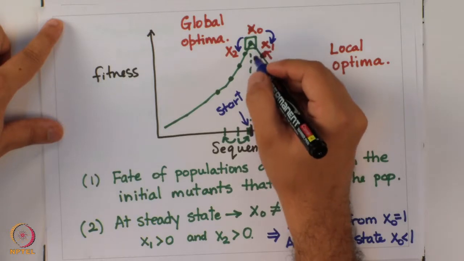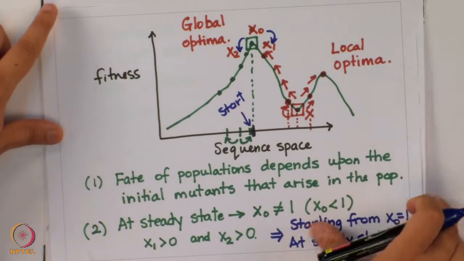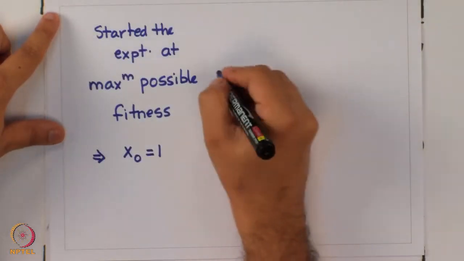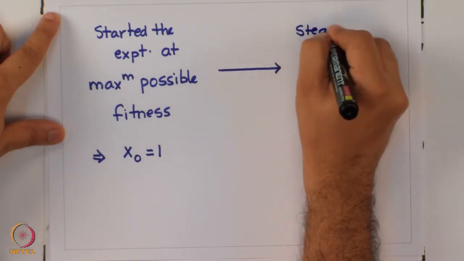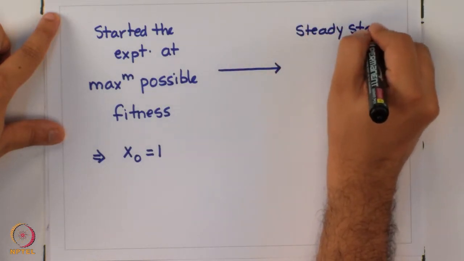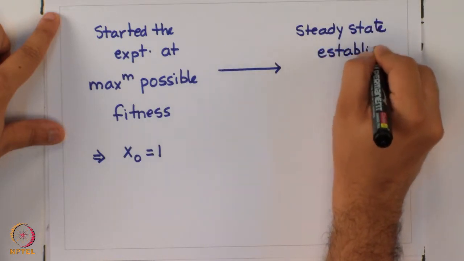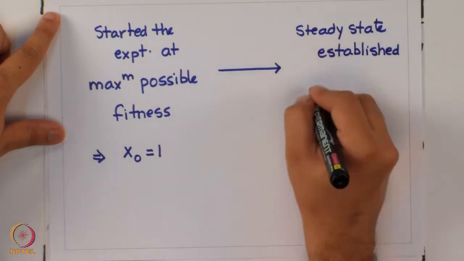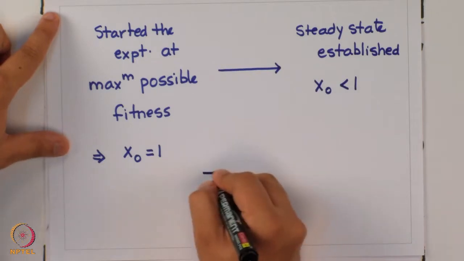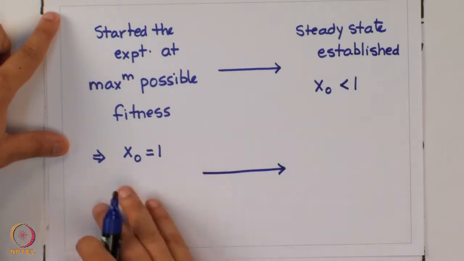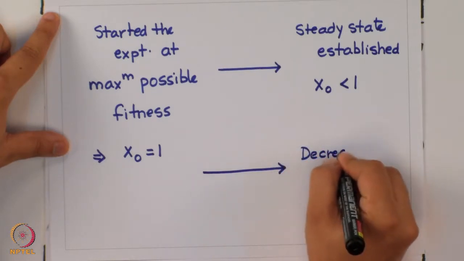So, the average fitness of the entire culture that I started with was maximum, but as steady state is established, I do this experiment, steady state is established, because of mutations taking place in the system, x naught at steady state is less than 1. What that implies is, as I move in this direction from start of experiment to the steady state, there is a decrease in fitness.